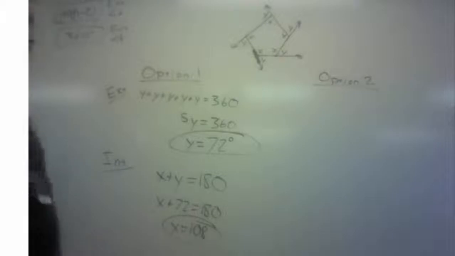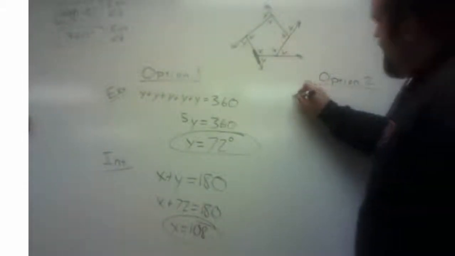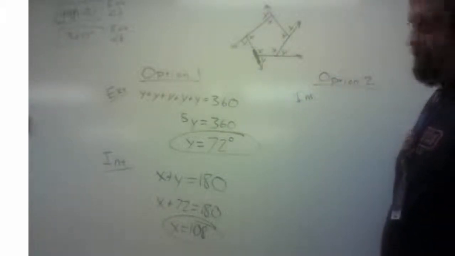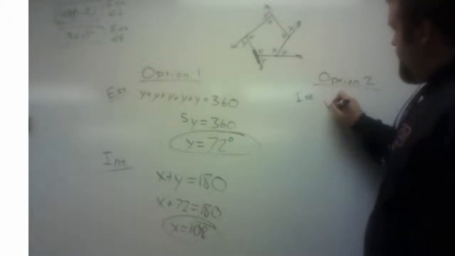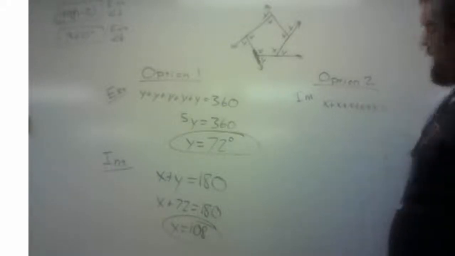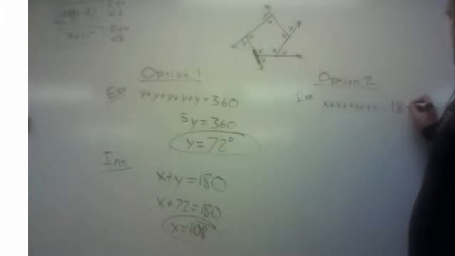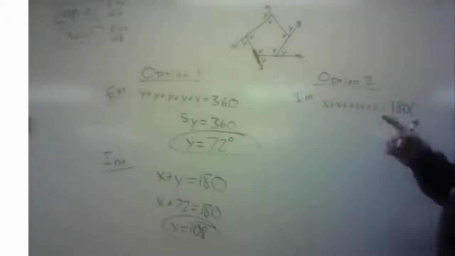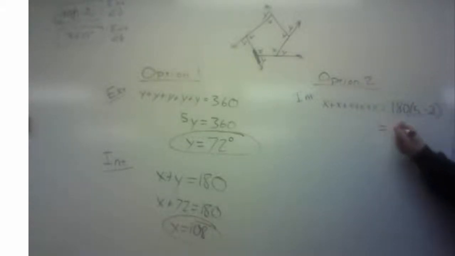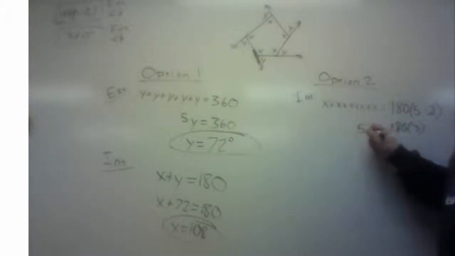This is the option I would approach it this way. Option 2, instead of finding the exterior angles first, you could find the interior angles first. Now the addition of all of the interior angles will be x plus x plus x plus x plus x. And that's going to equal some number over here. Well, it's going to be 180 times n minus 2. Well, n is the number of sides, 5 minus 2. So this is 180 times 3. And this is going to be 5x.